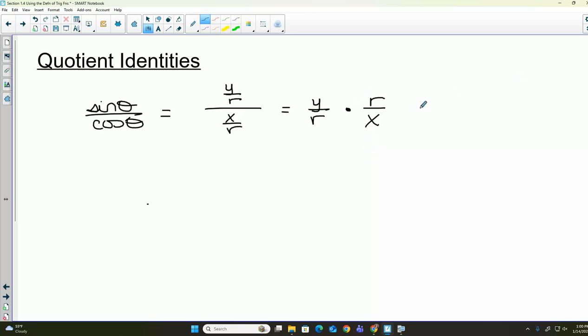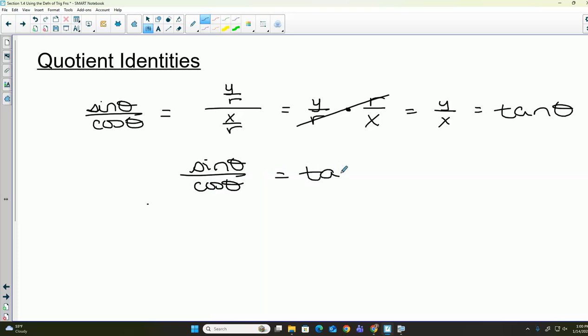What happens now? So we get y over x. Does that sound familiar? Y over x is tangent. So sine divided by cosine is tangent. Then if I did the reciprocal, what do you think cosine divided by sine would be?